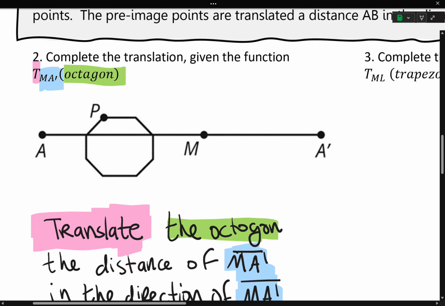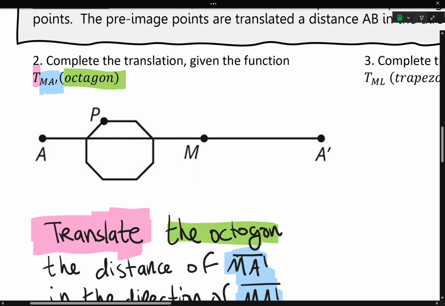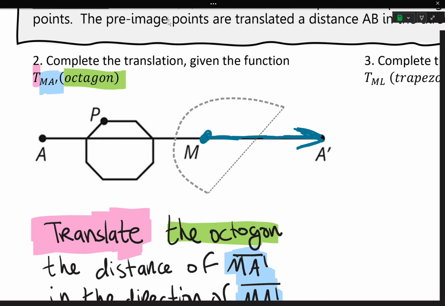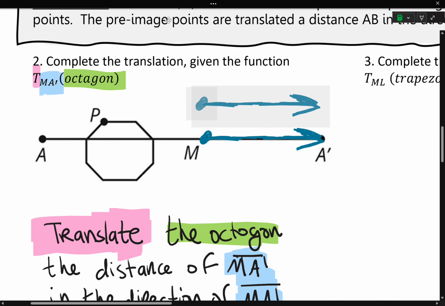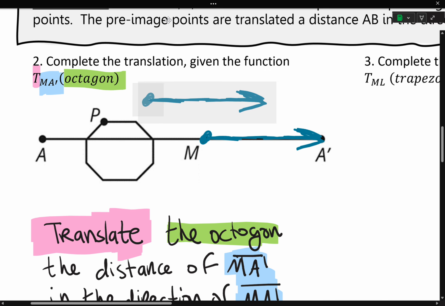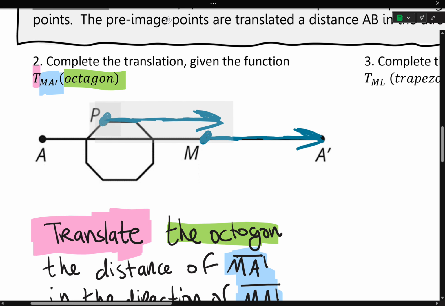All right, well, let's check out MA prime. This is M, and this is A prime. It looks like we're going straight to the right. Now, I have the magic of technology, so I can copy and paste the distance. You would have to redraw it. But here's the theory behind it. I'm going to take this distance of MA prime and the arrow pointing in the same direction and plop it on point P.